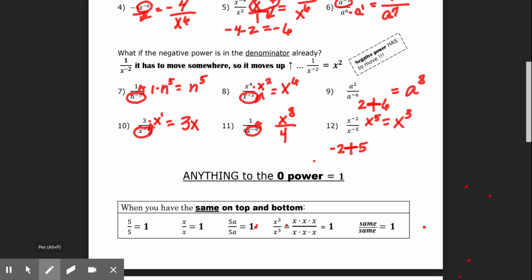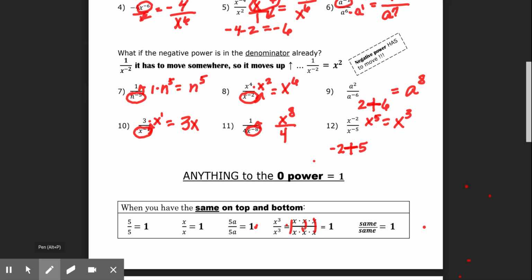Okay, so let's just go over some things that actually equal 1. 5 divided by 5 is 1. X divided by X is 1. 5a divided by 5a is 1. X to the third divided by X to the third. And so what happens is these x's all cancel out in expanded form and it equals 1.